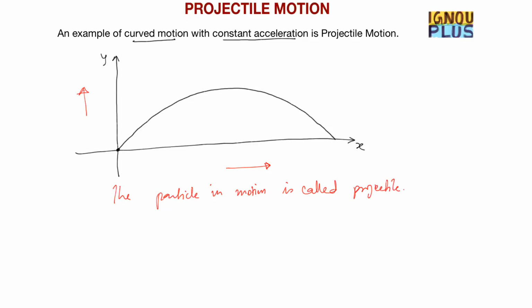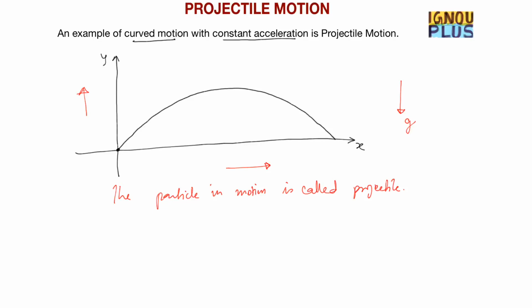All right. Now, what are the basic things? One, that this motion is done under the influence of a constant acceleration, that is acceleration due to gravity. So this g works every time throughout this motion. And what is the direction of acceleration due to gravity? g is always downward towards the earth.